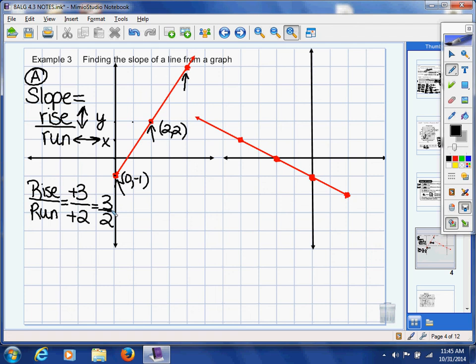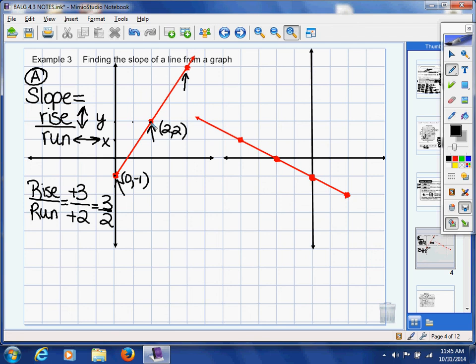Now, let's see, would it be the same exact thing if I started at 2, 2 and then work my way down to 0, -1? Would it be the same thing? Well, let's see. All right, start at 2, 2. Now remember, rise means I have to go up or down. Well, my point that I'm trying to get to is below me. So I need to go down.